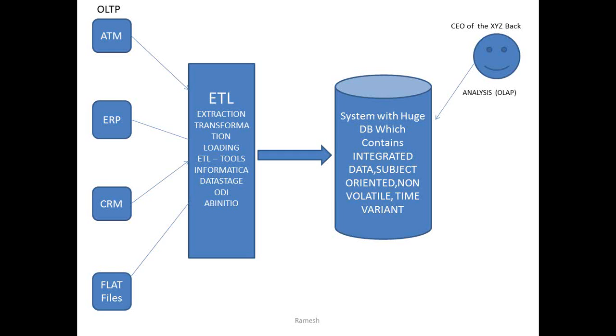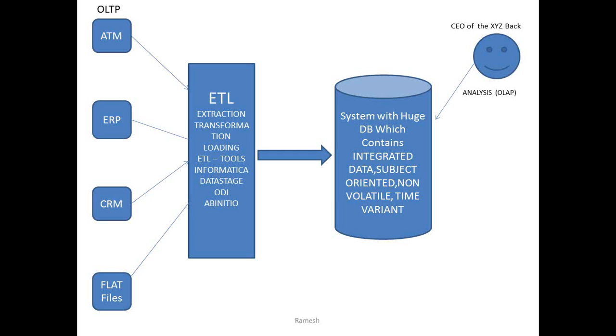Time variant is nothing but time consumption. If you are analyzing the business from different sources, it will take some time. But here, the analysis is very easy. The analysis part is made easy because you can do analysis on this system, as this system contains entire integrated data. So obviously time consumption is very less when compared to analysis on different sources. Right, guys? So time variant is nothing but time consumption.